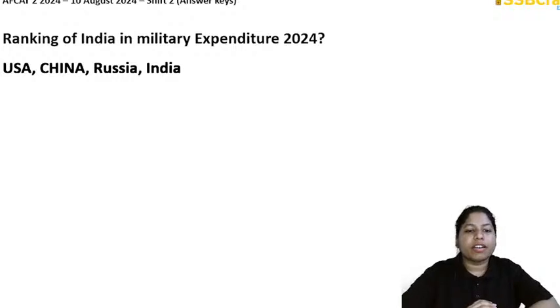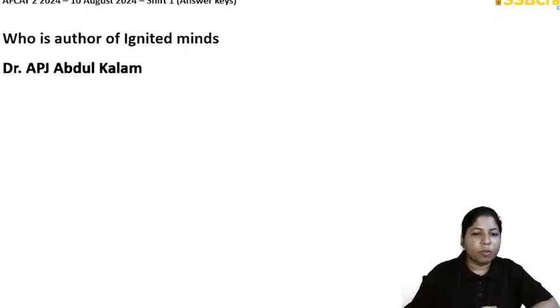Next question is, ranking of India in military expenditure 2024. Yes, ranking of India in military expenditure. तो आप देख रहे हैं कि इंडिया की रैंकिंग इज 4th, USA फर्स्ट, चाइना सेकेंड, रशिया थर्ड एंड 4th इज इंडिया. Okay, moving to next question. Yes, so yes, we all know this.